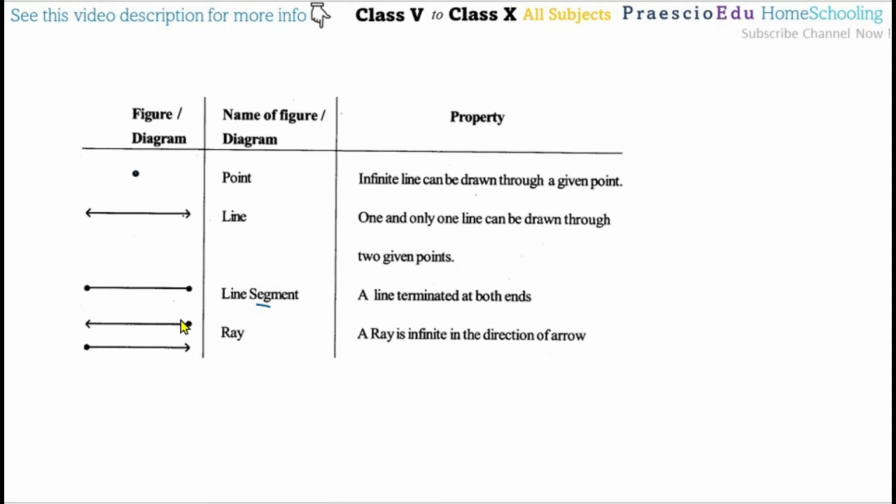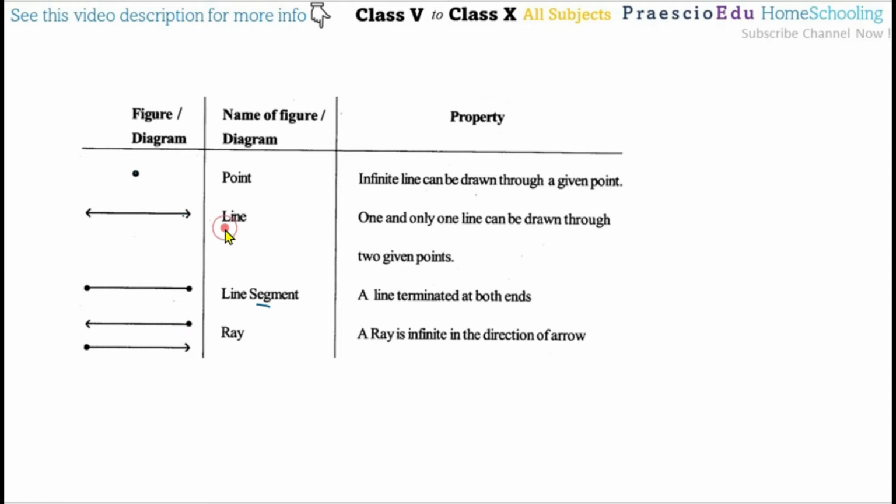And every line has two ends, so if any one end is endless, meaning unlimited, we can say that is a ray. Light from the sun is generated from one point, and from the sun that light always travels onward. So we can say that is a ray, sun rays also.